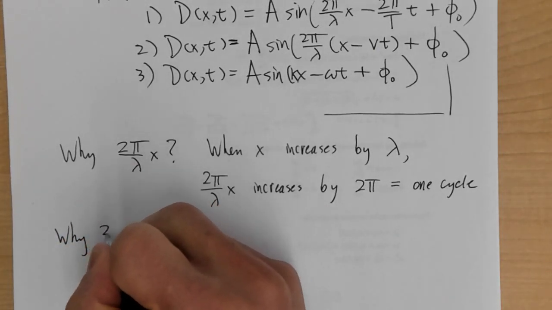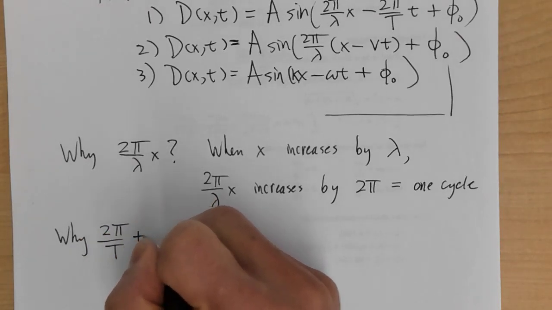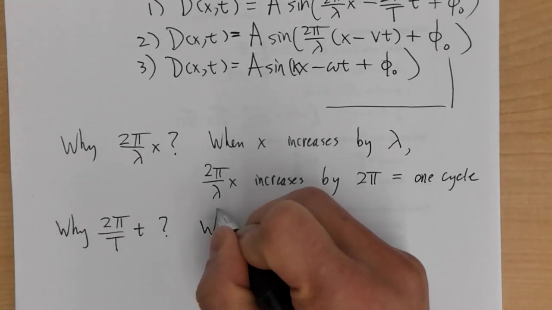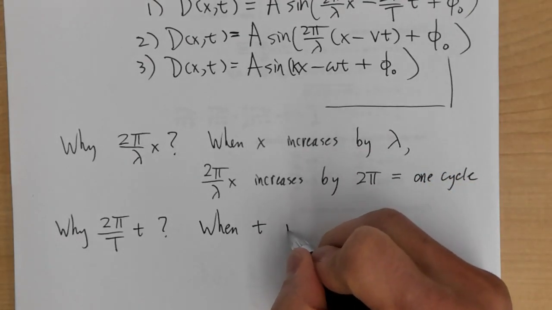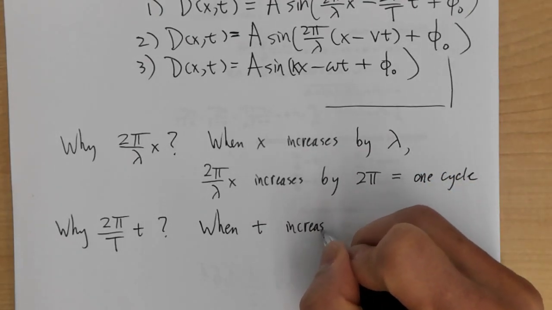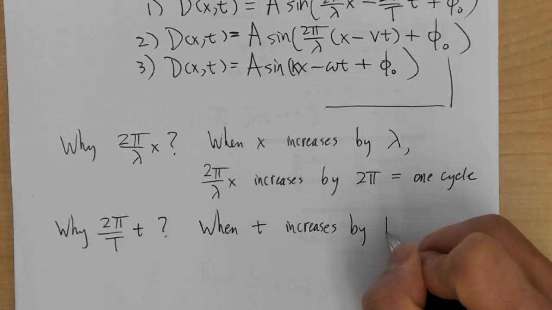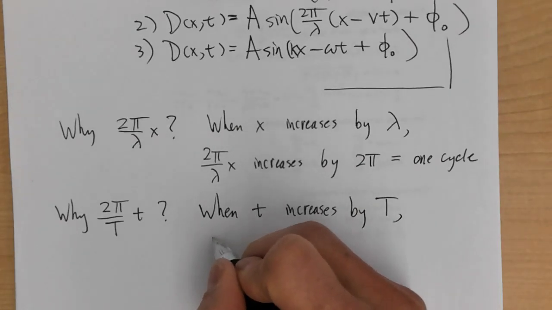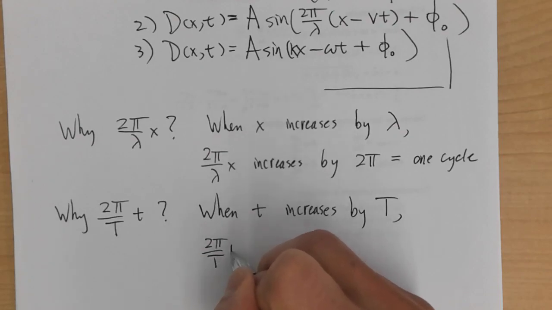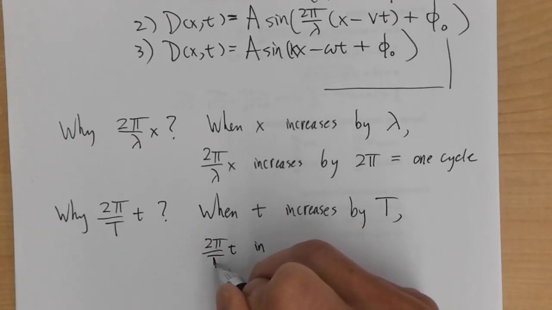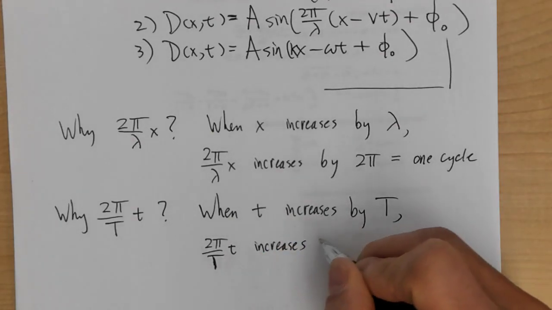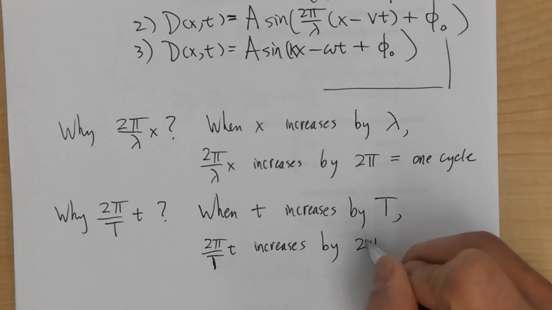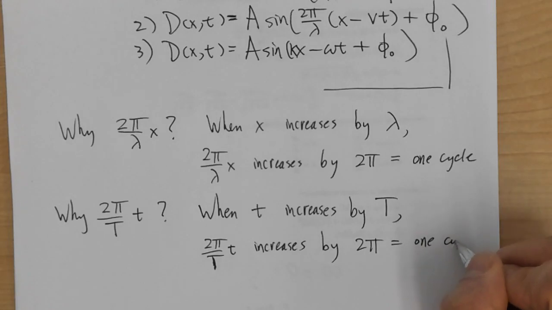Now you might ask why 2 pi over capital T times t. The same sort of logic here. So when t, the time, increases by the period capital T, then 2 pi over capital T times t increases by 2 pi, which is equal to 1 cycle.